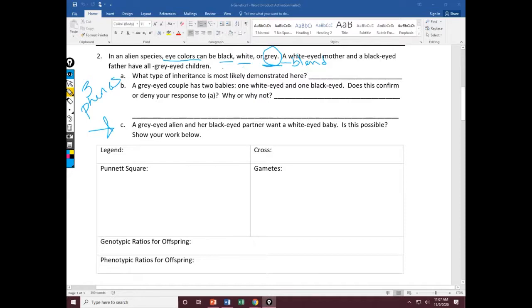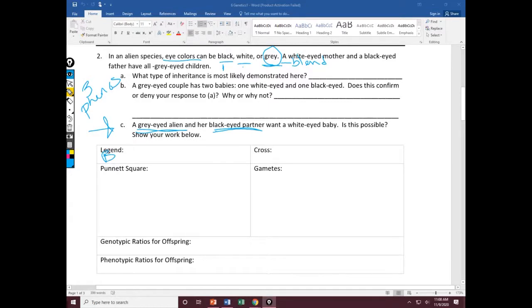Now I'm just going to work through part C. So I have a gray-eyed alien and her black-eyed partner. First, let's build a legend together. Based on the question, I know that gray is my blend. In other words, that's my heterozygote. So I know that black is going to be homozygous, and I'm going to give that a dominant letter.